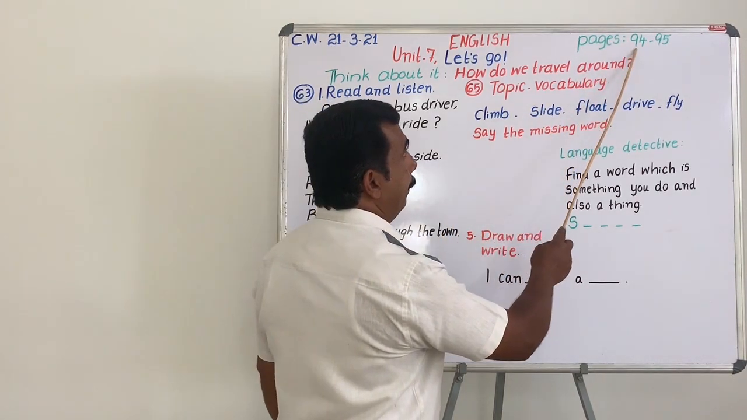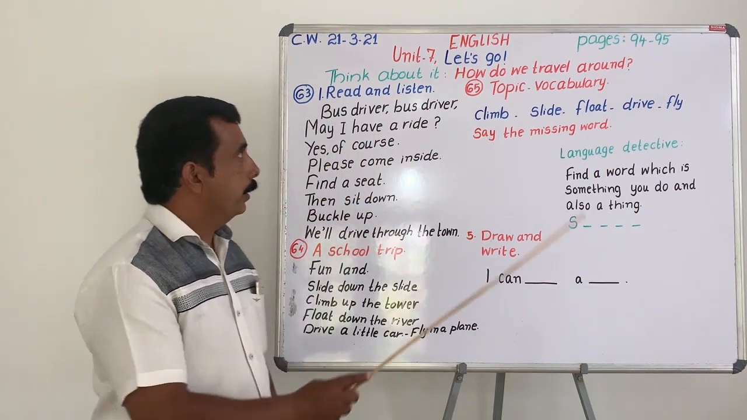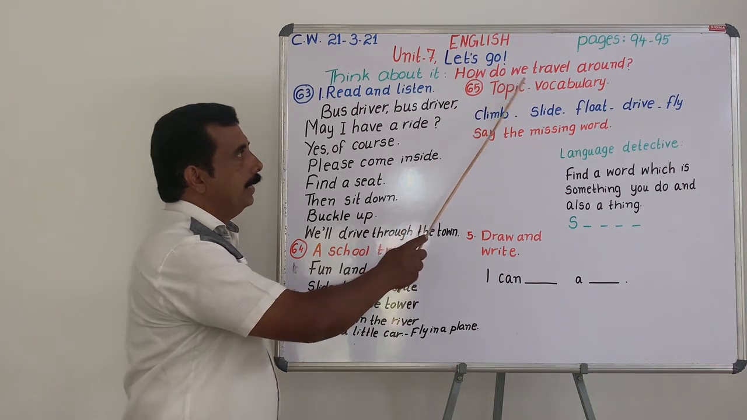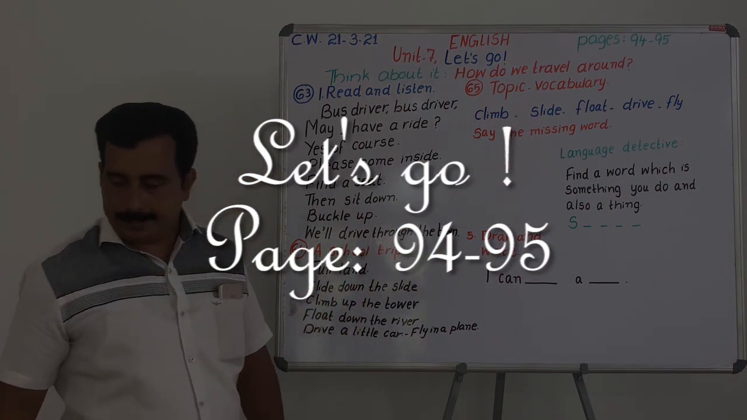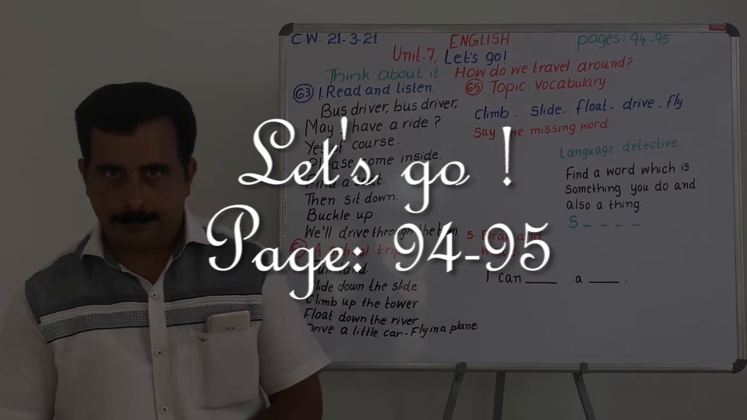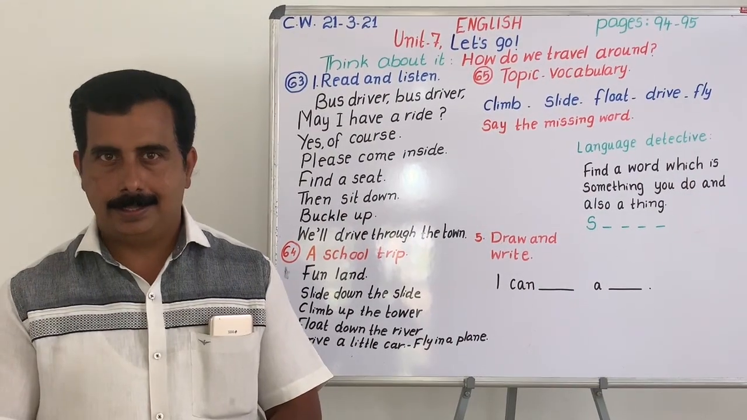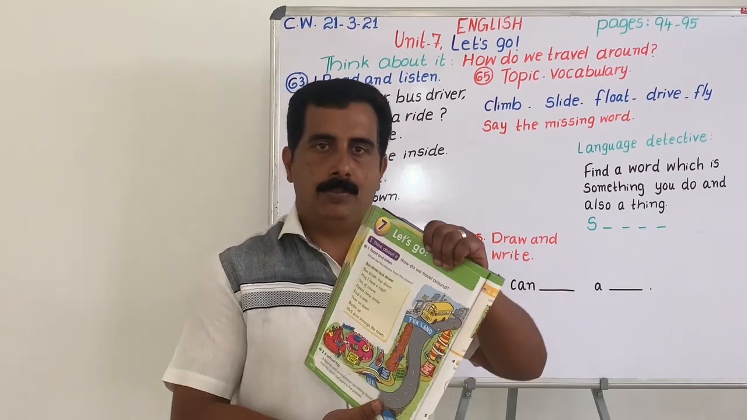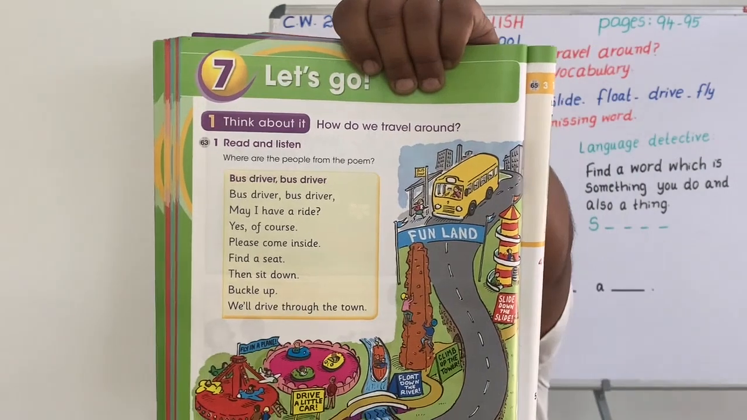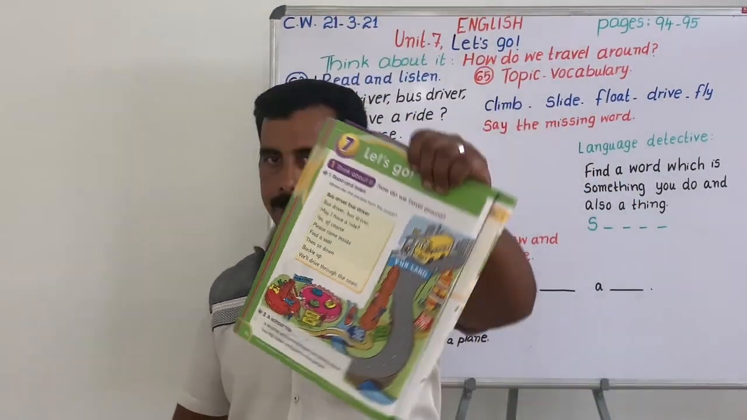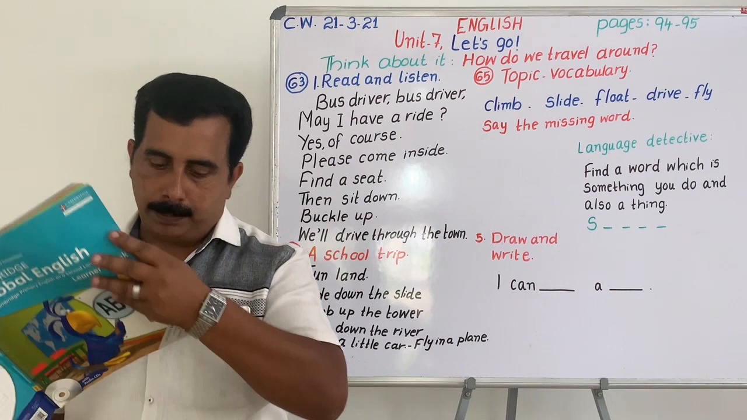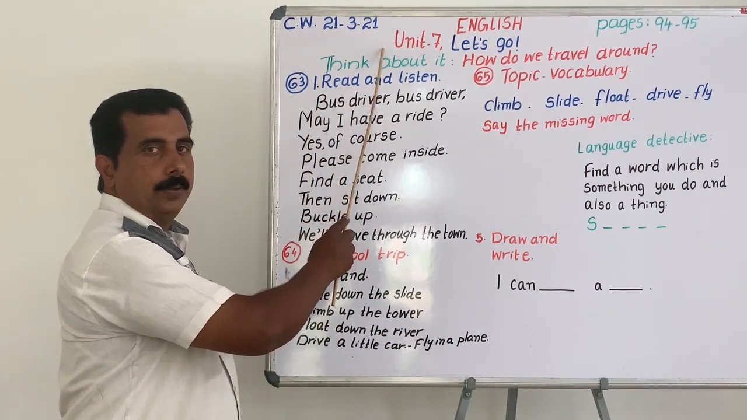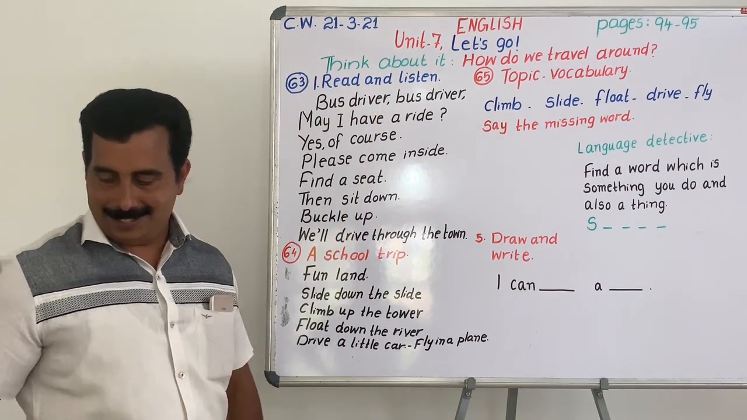You can see here, pages 94 and 95, Unit 7. The name of the unit is Let's Go. How do we travel around? We are going to think about that. Yeah, a beautiful lesson. You can see, there are many pictures. Have you noticed? Yes, open page number 94, children, and write classwork and the date. What's the date today? 21-3-2021. You wrote it? Yeah, very good.